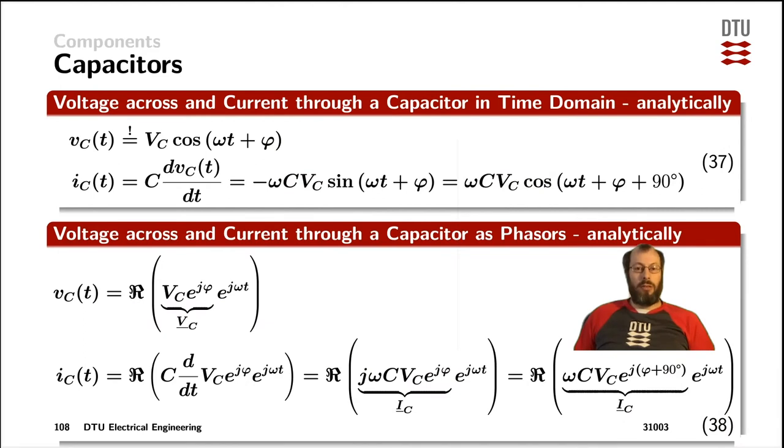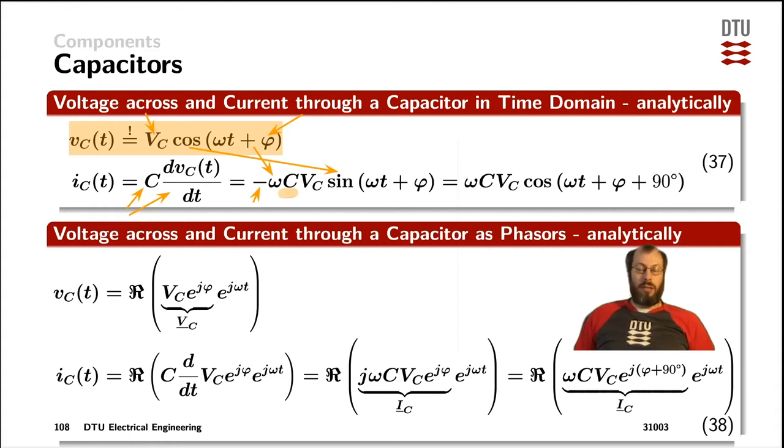Now let's apply a cosinusoidal voltage as a test signal across our capacitor. It has an arbitrary phase V and an amplitude called Vc. That means that the current is the derivative of this voltage multiplied with the capacitance according to Ohm's law. The derivative of a cosinusoidal waveform is a sinusoidal waveform with a minus in front of it. And furthermore, multiplied with the derivation of the argument of the original cosinusoid, which is only omega here.